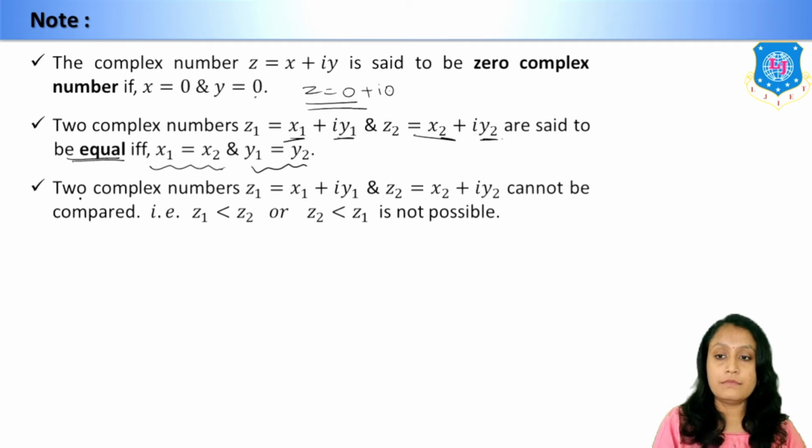Then two complex numbers z1 is equal to x1 plus iy1 and z2 is equal to x2 plus iy2, these two cannot be compared, like we cannot write that z1 less than z2 or z2 less than z1. This is not possible.